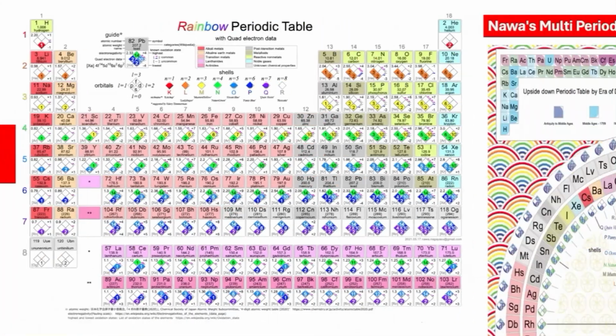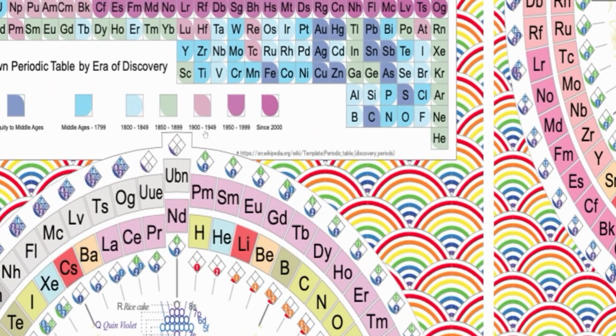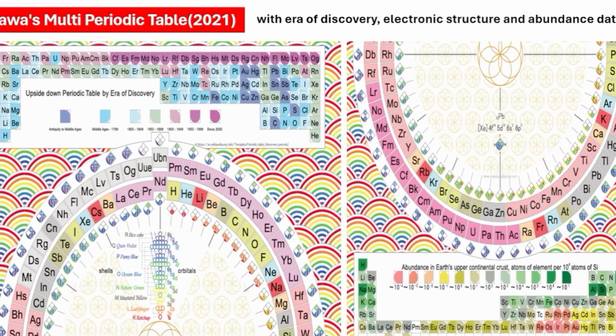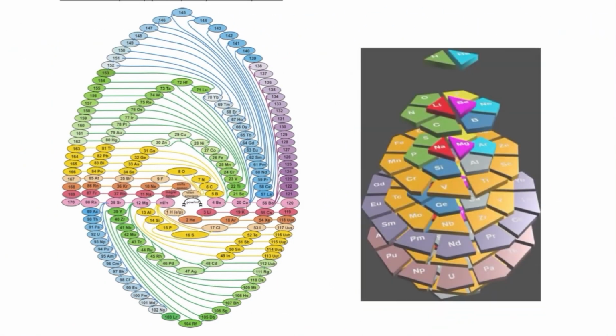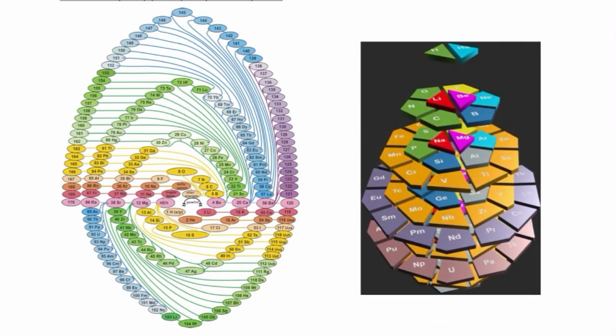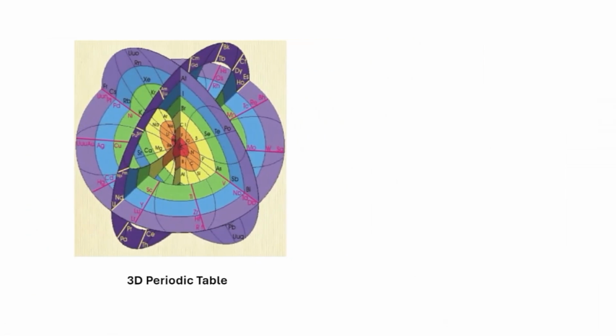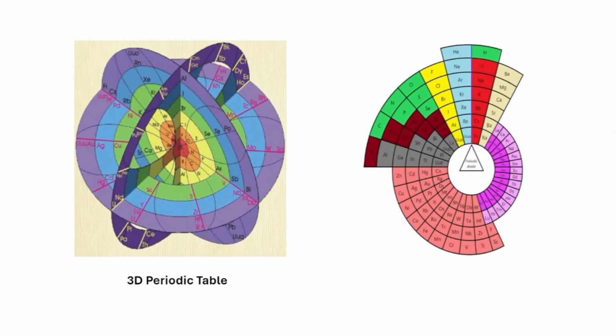I'll zoom it in, and you can see according to the timing when it was found, when it was discovered, he has color coded all the elements. And in this part, he has color coded all the elements according to the abundance in Earth's upper continental crust, Earth crust. So this one and this one are also different kinds of periodic tables that people have come up with. And this one kind of looks like a mobile game, right? This one is also another 3D periodic table. This one is also kind of a periodic table.